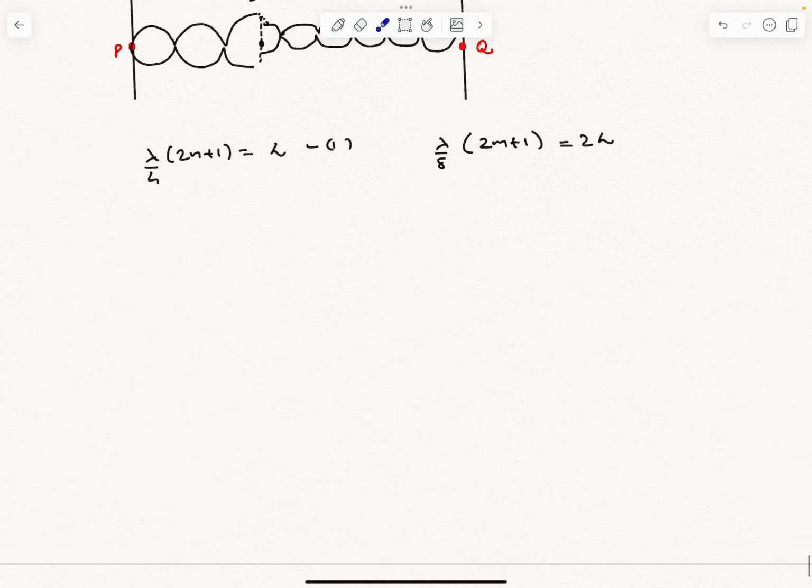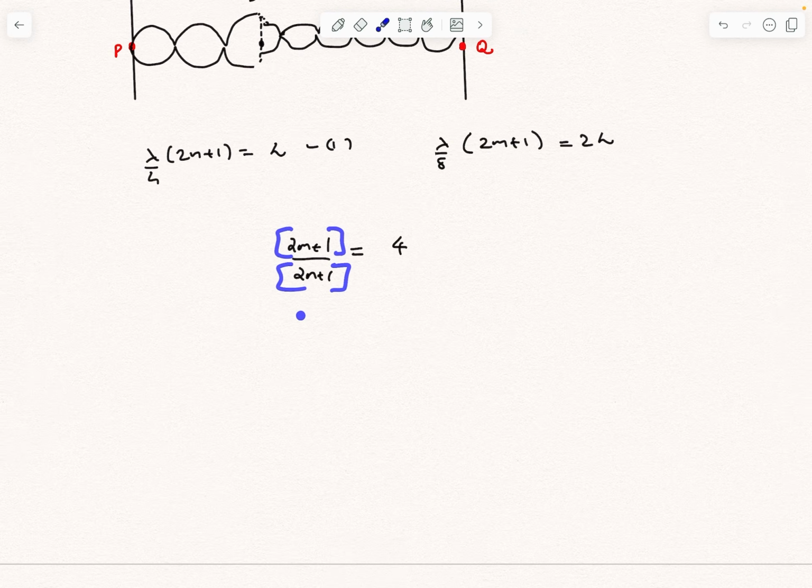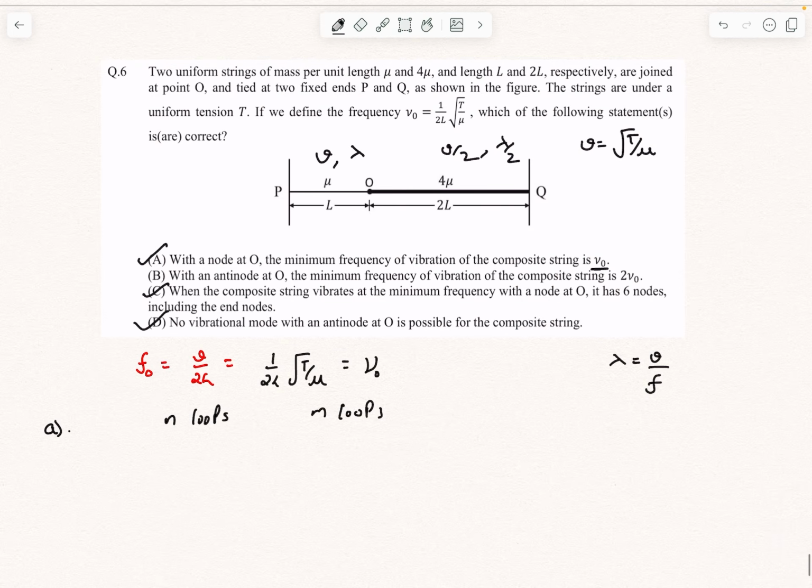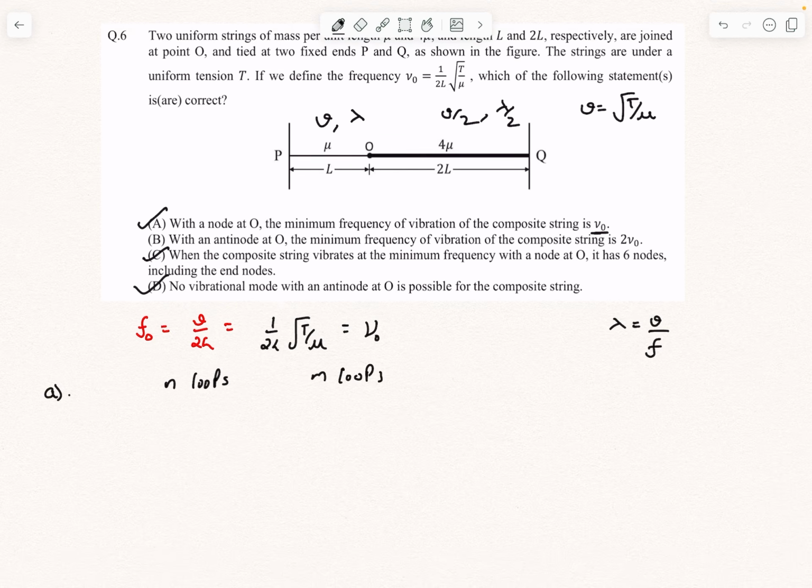Okay, so now again we'll do the same thing. We'll just take the ratio of these two terms. So we can say 2m plus 1 divided by 2n plus 1 equals 16 by 4, which is actually equal to 4. Okay, and now it must be clear to you guys, the numerator is an odd number, denominator is also an odd number. The ratio of two odd numbers cannot be an even number. So the case we took is a contradiction. So antinode at O is not possible. Okay, so option D would be correct. So there won't be any vibrational mode with an antinode at O, and therefore we can reject option B as well. So the answer to this question is A, C and D.